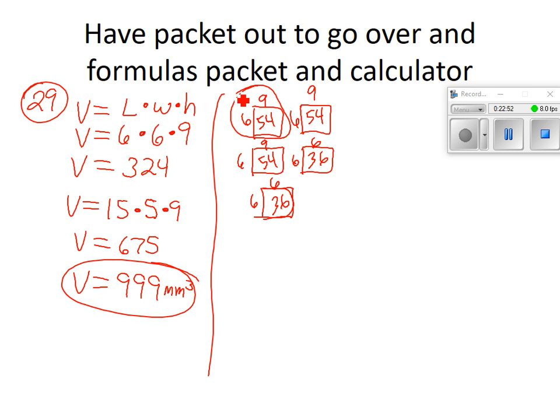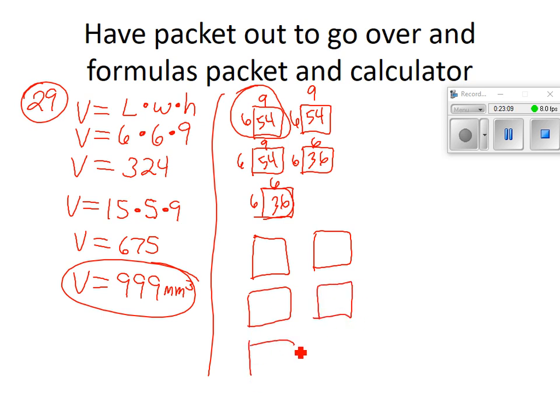The other rectangular prism. How many faces does it have? 5. Wait, 1, 2, 3, 4. 6. Oh yeah, 6. It has a bottom. Now it's got 6 faces, and we'll get to the one you guys are trying to leave out in a second. Give me the bottom. What are the dimensions of the bottom? 15 by 9. Everybody agree with that? Yeah.